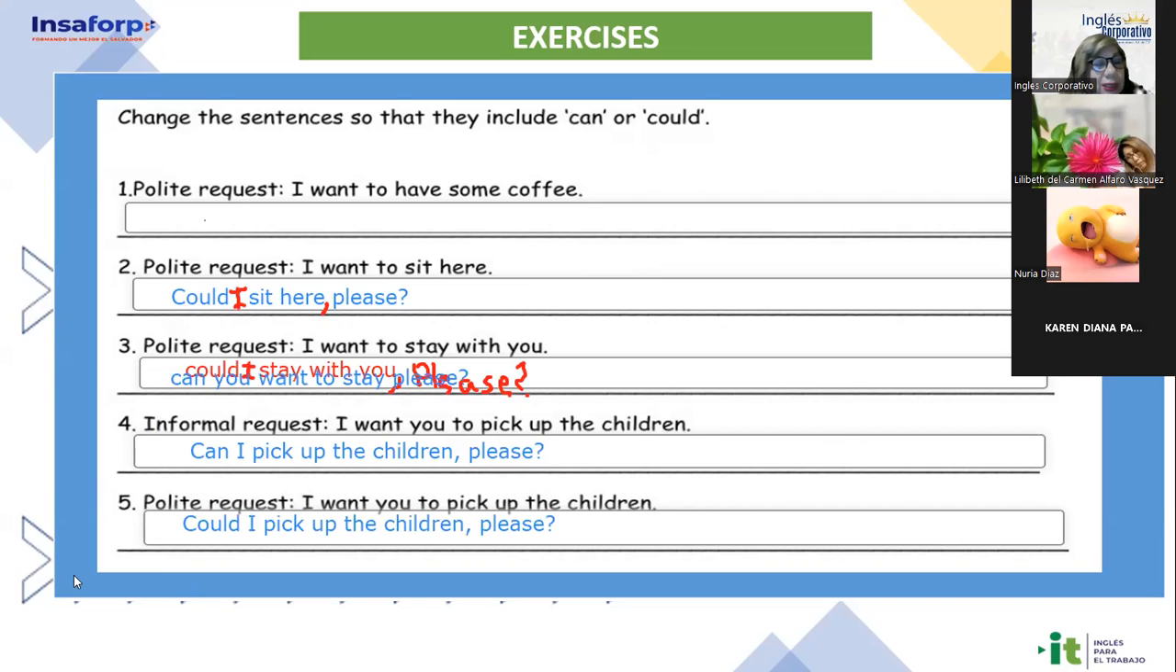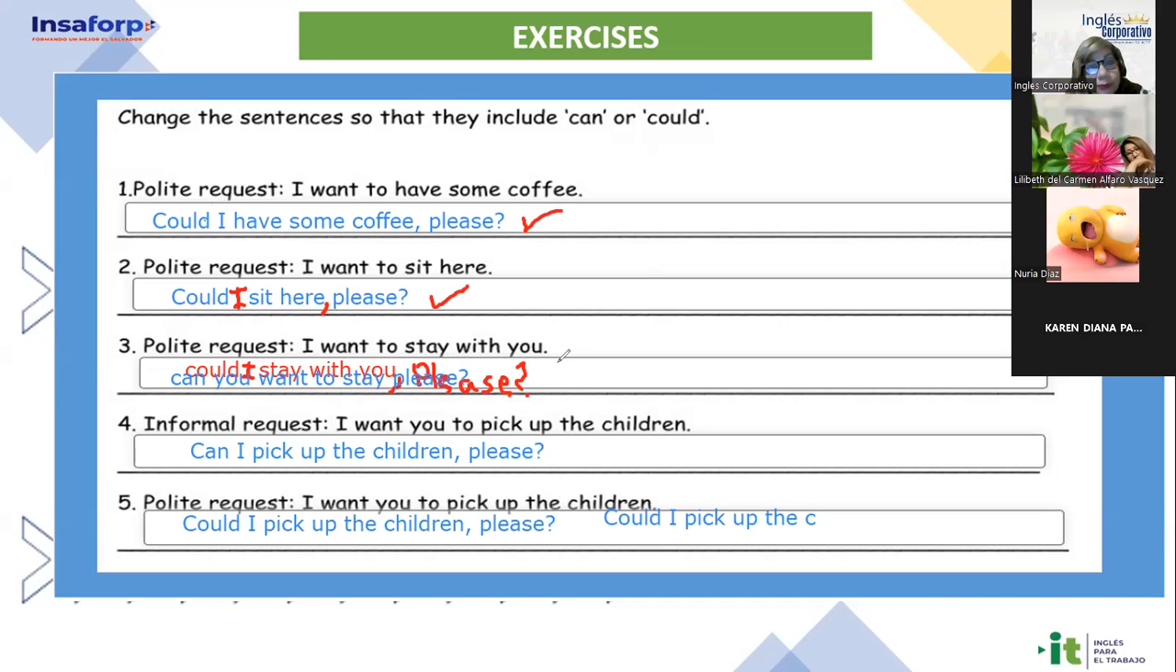Do you find the difference, right? It's the same, but a different answer. Only the number one is missing. Number one is correct. Why? Because it says polite request is with could. The number two is correct. Why? Because could is for polite request. Here we have could I stay with you?